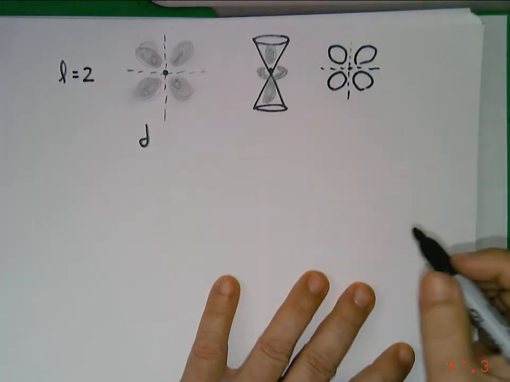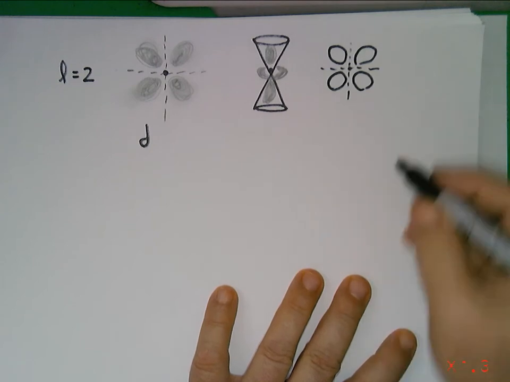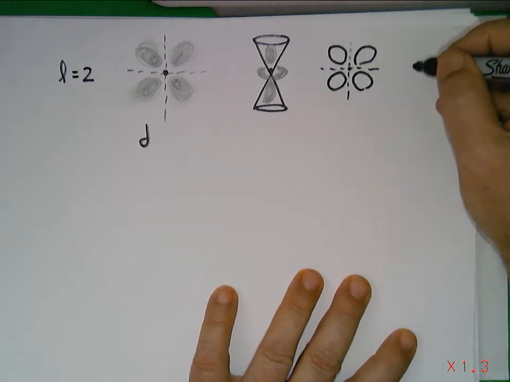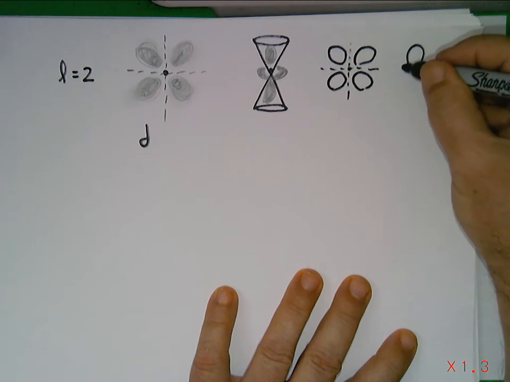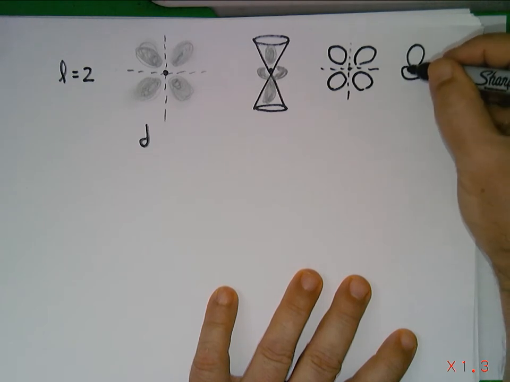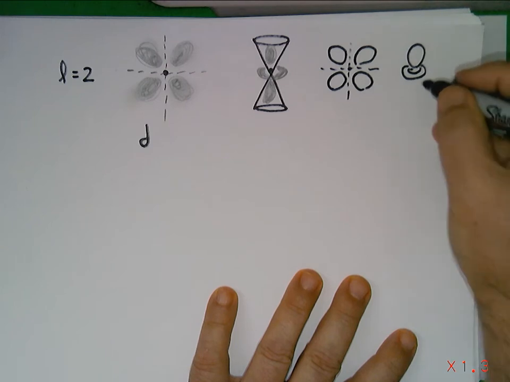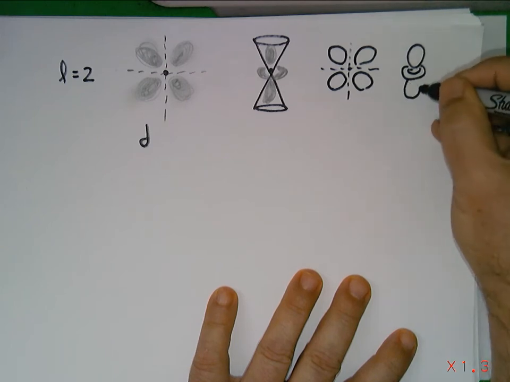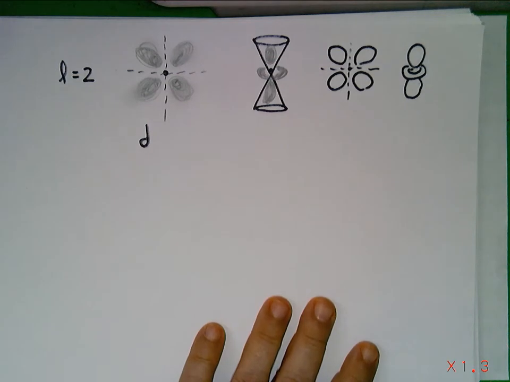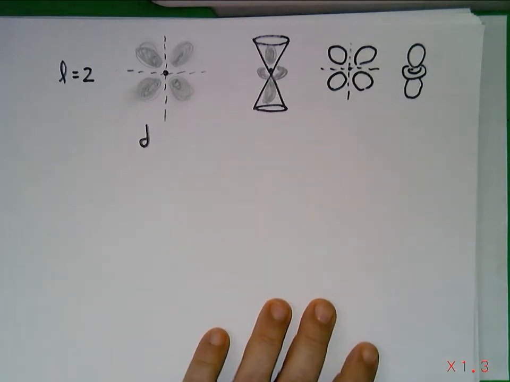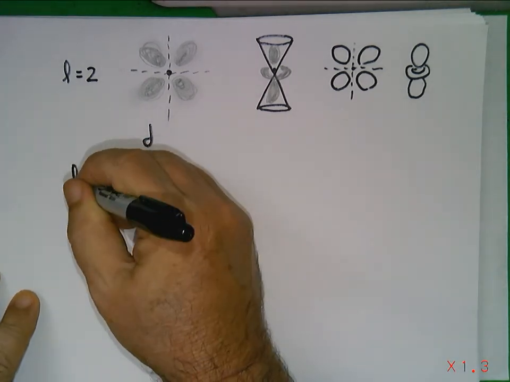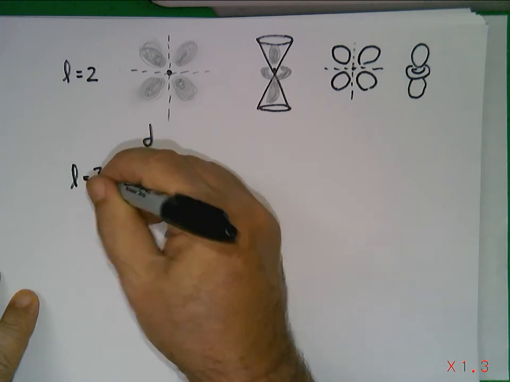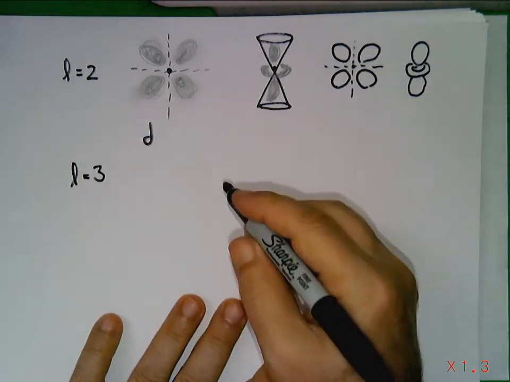And then there's a special d orbital that looks like this. So this is another d orbital that you can have. It's got a kind of donut around the middle. So it looks kind of like that. These are both d orbitals. They're both orbitals with L equals 2. What about L equals 3? Well, things get more and more complicated. Let me just draw a really simple one.